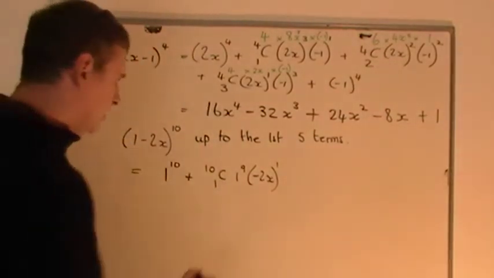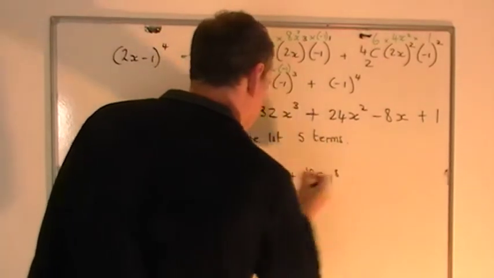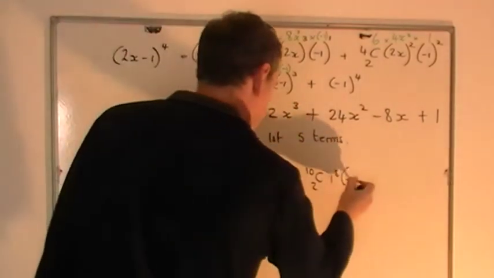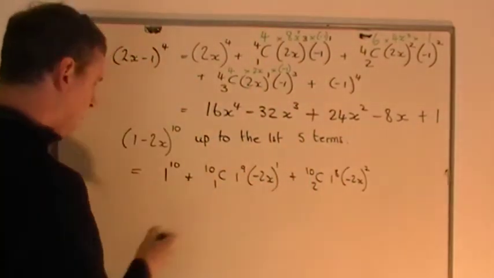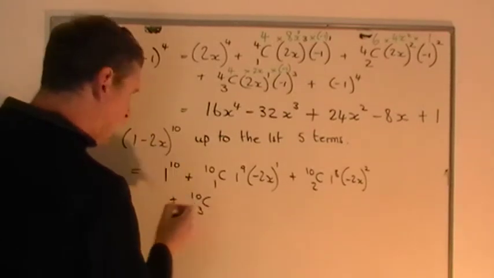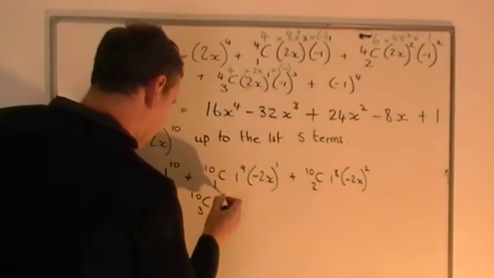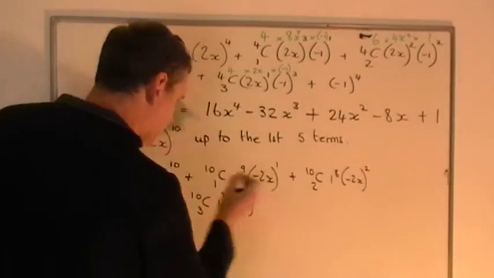I need 3 more terms. Plus, it'll be 10 choose 2, 1 to the 8, and then minus 2x in a bracket raised to a power 2. That's 3 terms. Plus, then you'll have 10 choose 3, 1 to the 7, and then it'll be minus 2x all cubed.